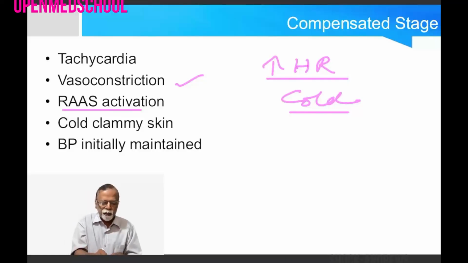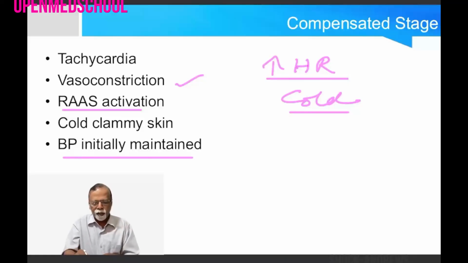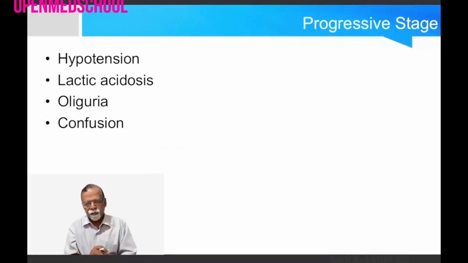And in this period, initially the BP is maintained. So heart rate is increased, BP is maintained. That is what is happening. And you get cold, clammy extremities. So that is the first stage. The BP is normal.